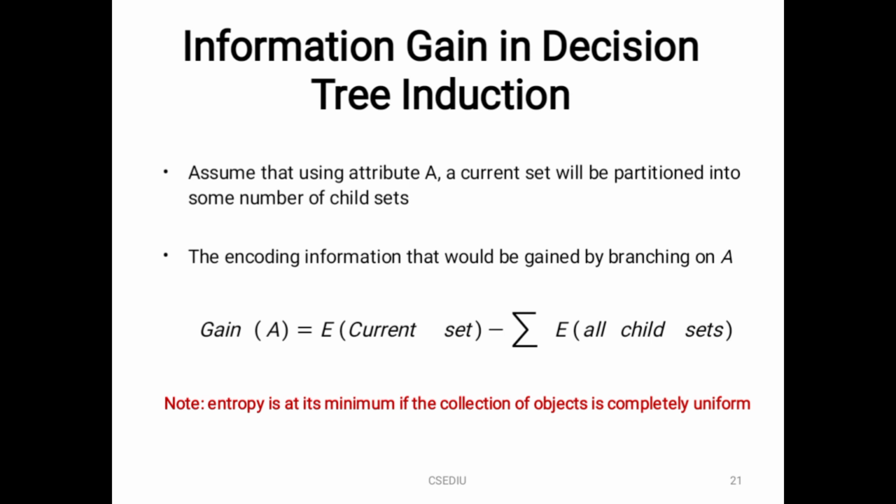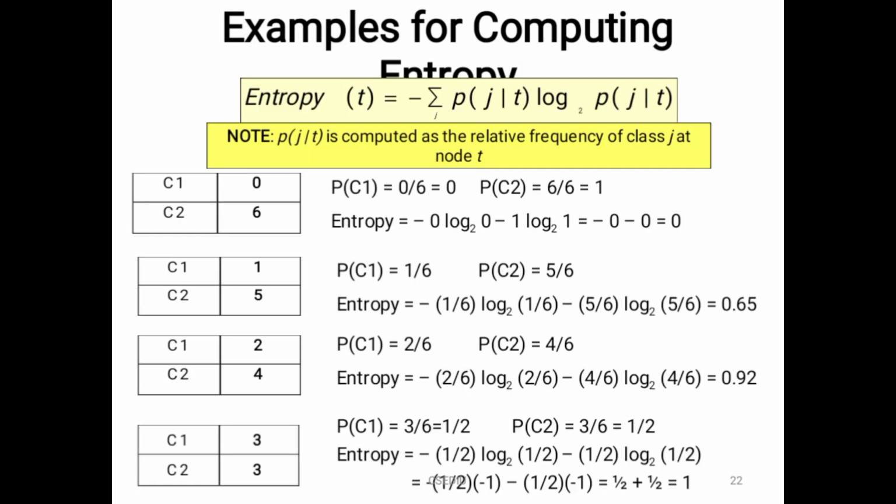Assume the attribute A, and the current set will be partitioned into some number of child sets. Then the branching on A gives a gain. Gain(A) equals E(current set) minus the summation of E of all child sets. This is the way to compute information gain in decision tree induction.